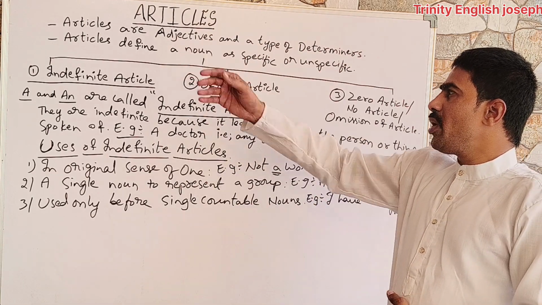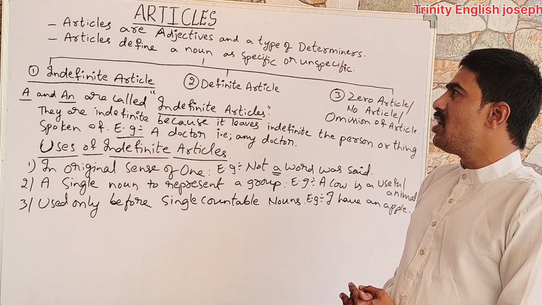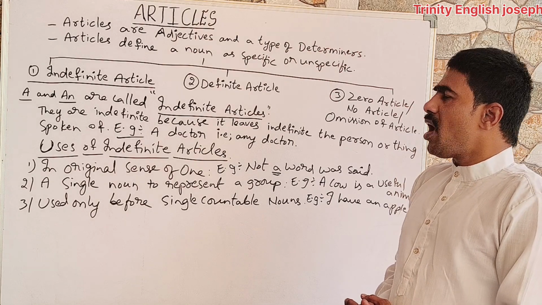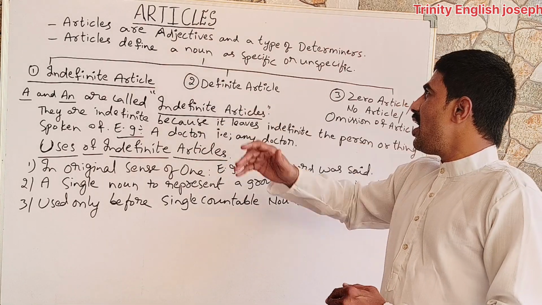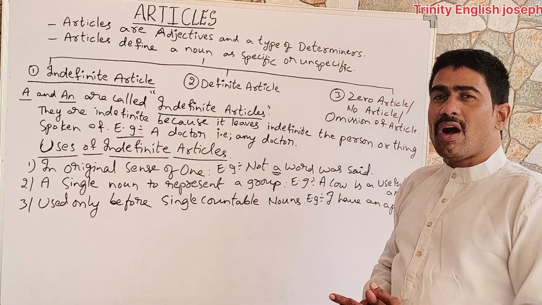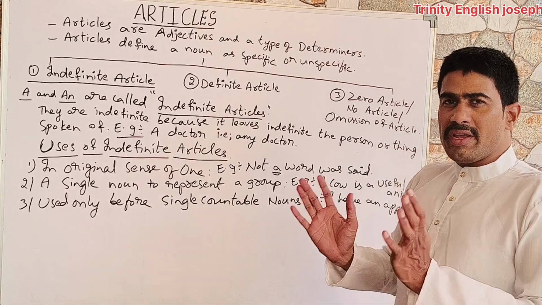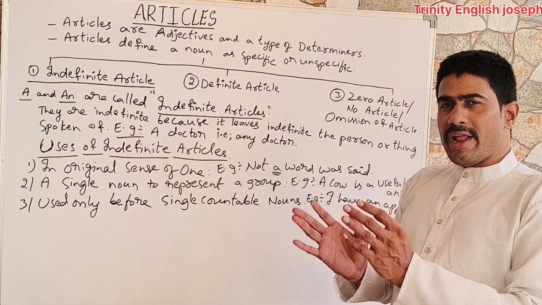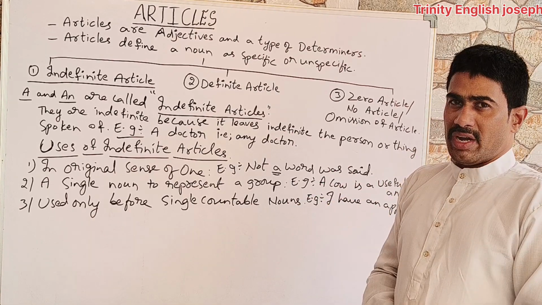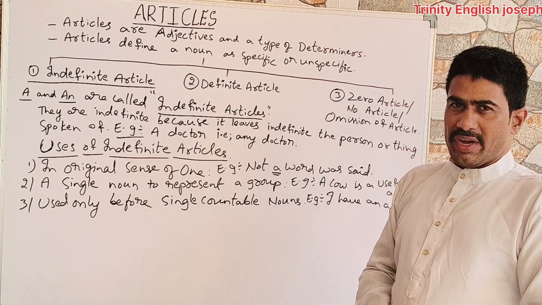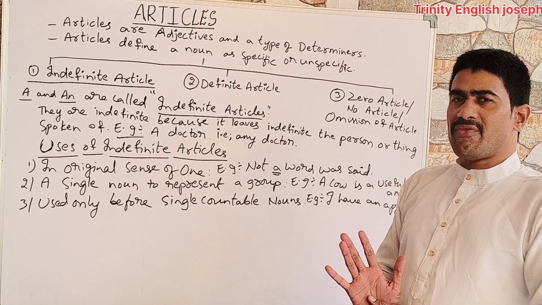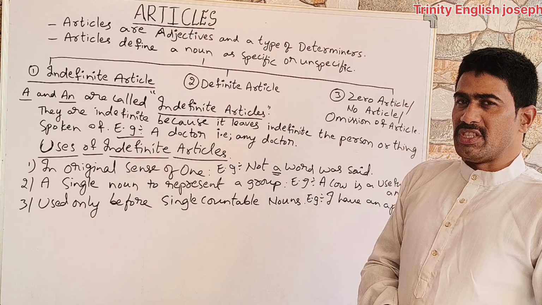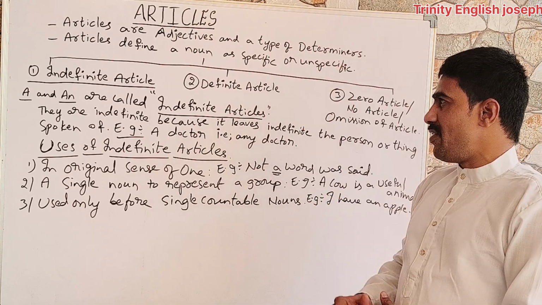So, friends, today we are going to discuss this topic called articles deeply. Articles define a noun as specific or unspecific. Here an adjective talks about the noun definitely or indefinitely. When it wants to specify, it defines definitely, and when it does not want to specify, when it is indefinite, it specifies unspecifically or indefinitely.